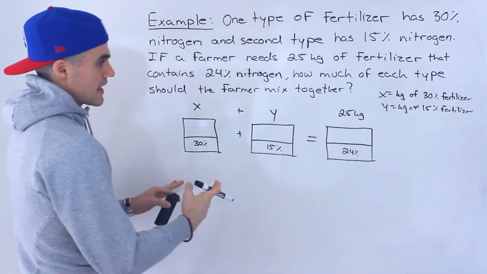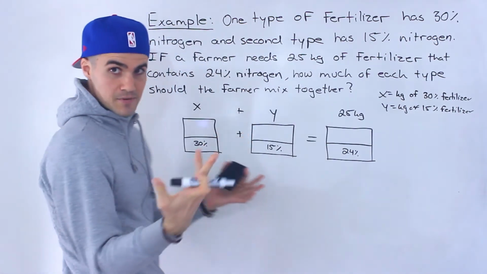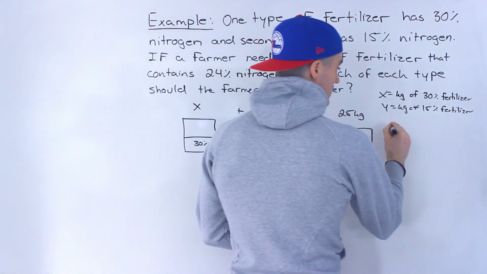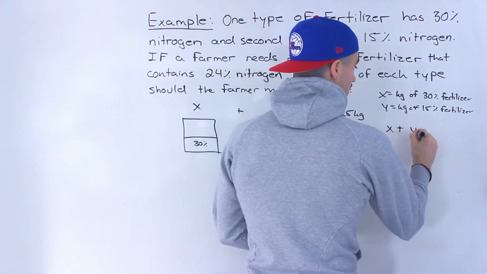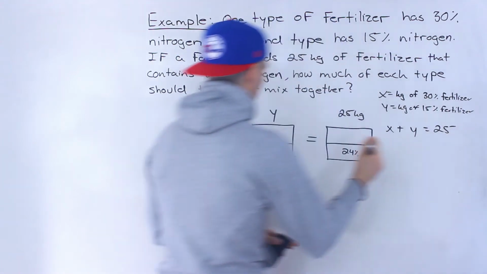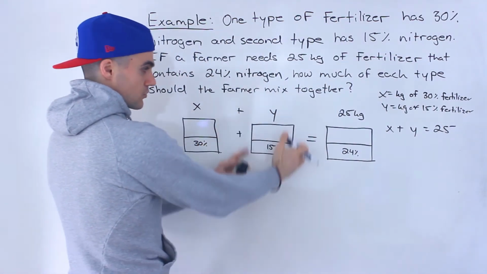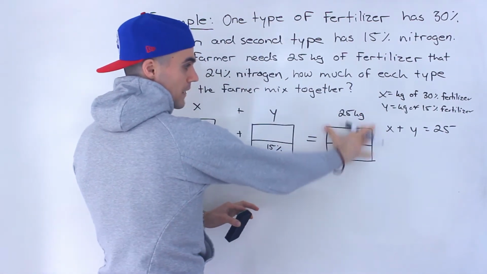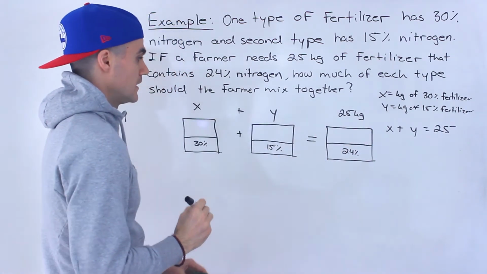So notice here we could set up two equations. Basically, we know X plus Y, what is it going to equal? It's going to be the 25 kilograms, right? Because the total amount of this plus the total amount of that is going to give us the total amount of this, which is going to be 25.